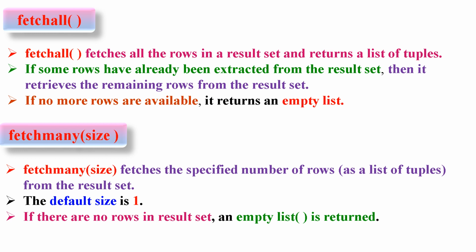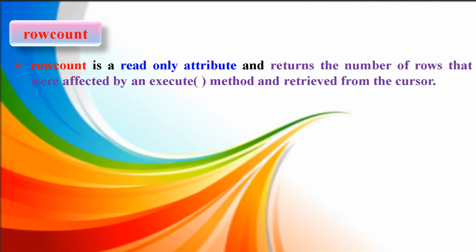Next method is the fetchmany(size) function. Fetchmany(size) function fetches the specified number of rows, as a list of tuples, from the result set. The default size is 1. If there are no rows in the result set, an empty list is returned. That means it will return an empty list. Rowcount. Rowcount is a read-only attribute and returns the number of rows that were affected by an execute method and retrieved from the cursor.